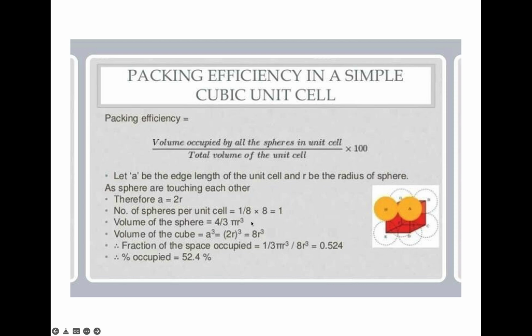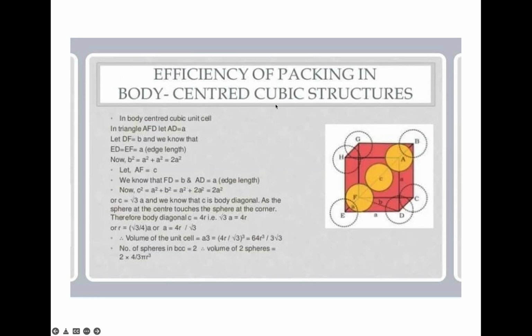So, the number of spheres in the unit cell is 1 by 8 of 8, which is 1. Volume is 4 by 3 pi r cube, and the volume of a cube is a cube, which is 8r cube. Fraction of the space occupied will be 4 by 3 pi r cube divided by 8r cube. You will get 0.524, remember that value. So, percentage, that into 100 will be 52.4% for simple cubic unit cell. Clear? Okay.